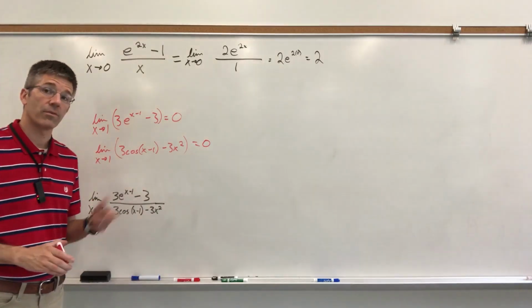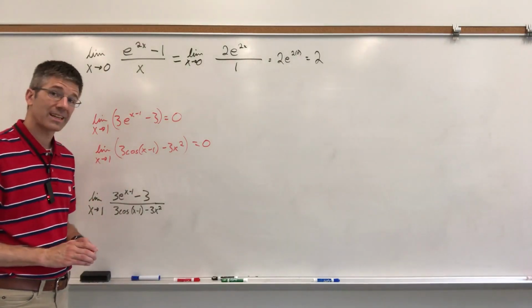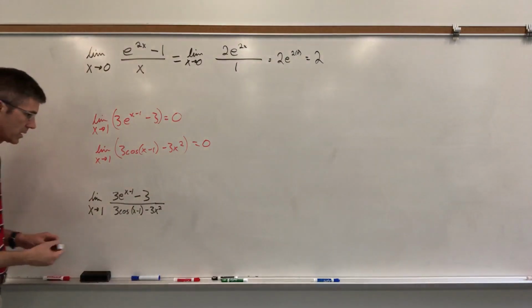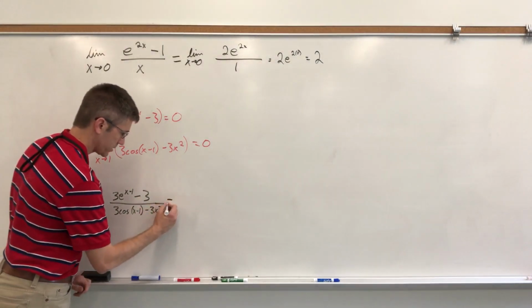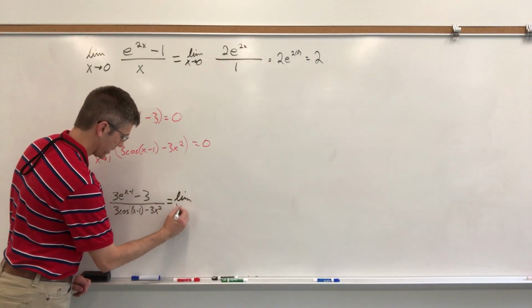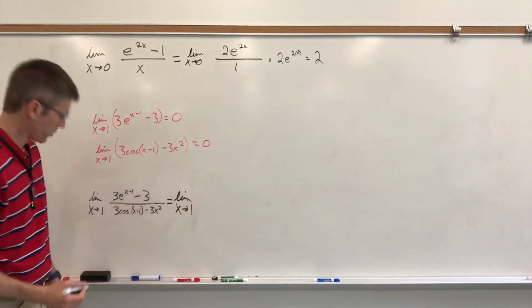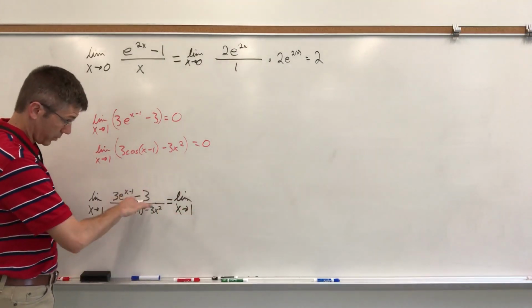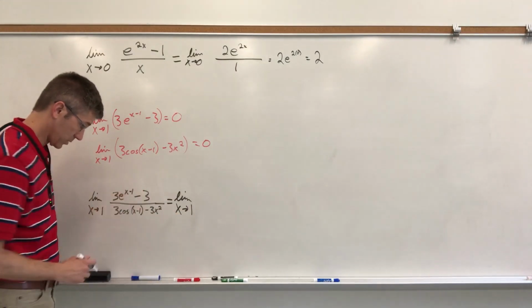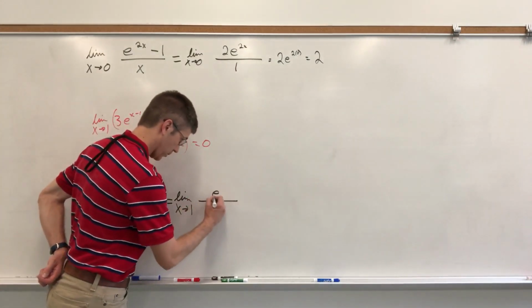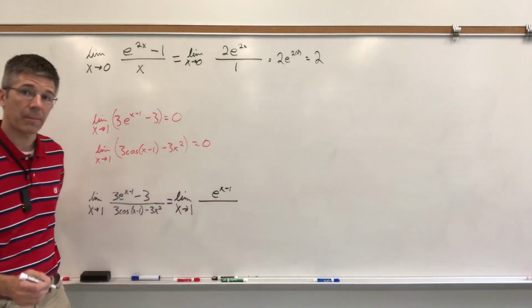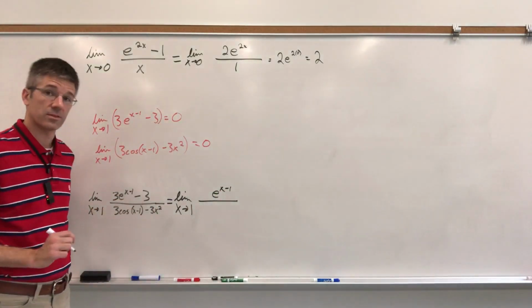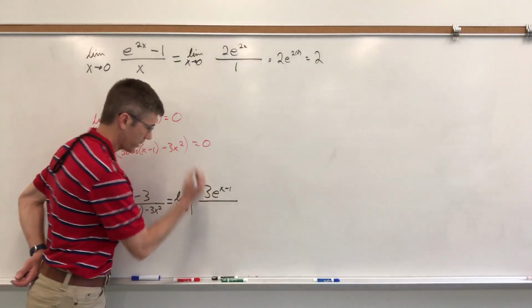Let's take the derivative of the numerator and the denominator. This one's going to get a little bit tricky. Okay? So here we go. Still haven't taken the limit yet. So it's the limit as x approaches 1. Numerator, okay. The negative 3 just goes away. 3e to the x minus 1, the derivative of e to the whatever is e to the whatever. Multiply by the derivative of that exponent, which is 1. And we already had a 3 there.